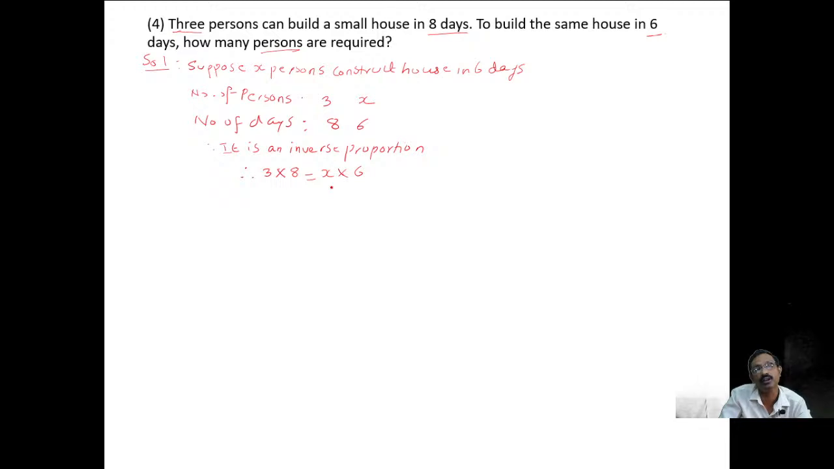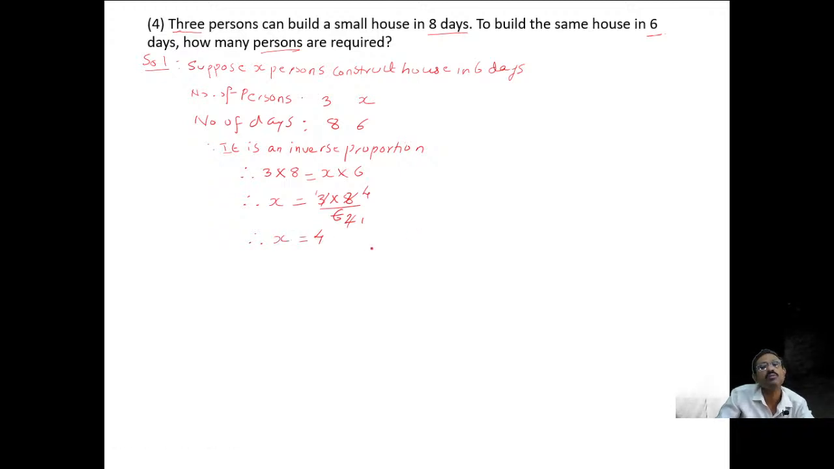What I will do over here, I will keep x on one side and bring all the remaining quantities to the other side. So therefore, x is equal to, I'll bring the 6 down, 3 into 8 upon 6. Okay, 3 ones are 3, 3 twos are 6. 2 ones are 2, 2 fours are 8. So what we get? Therefore, x is equal to 4.